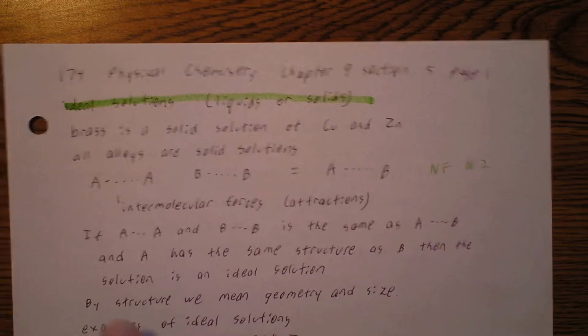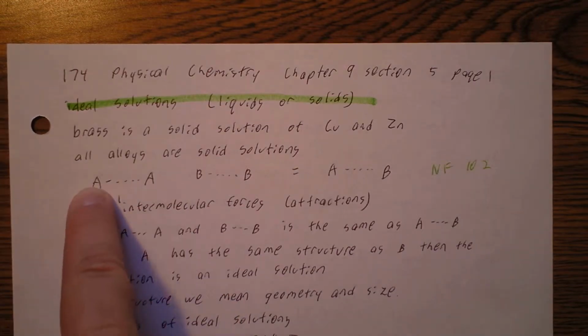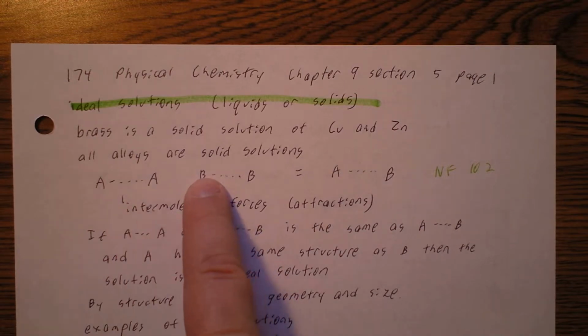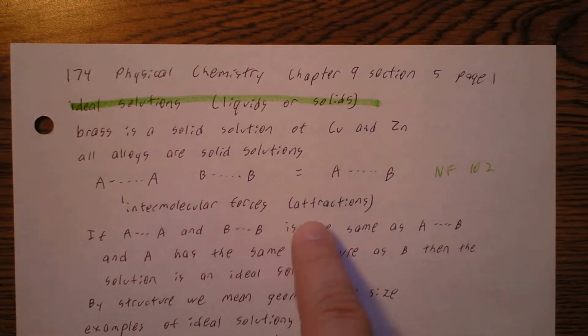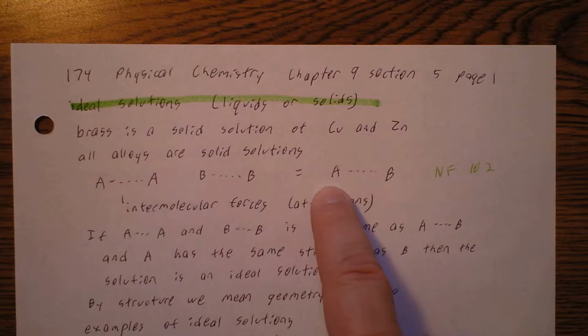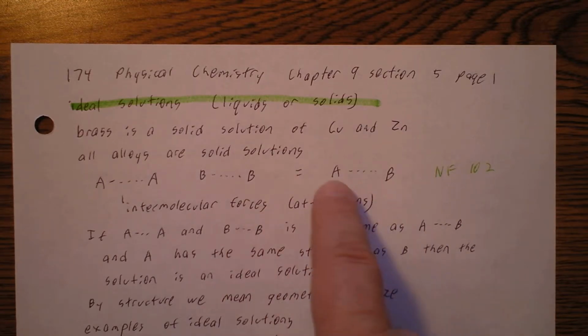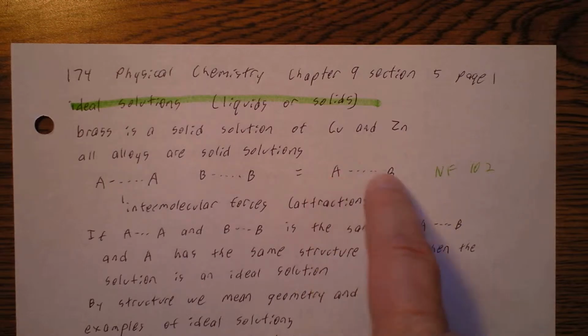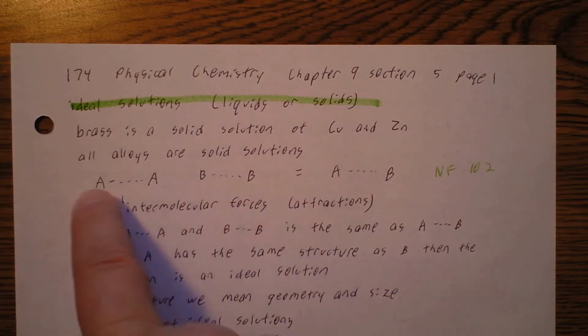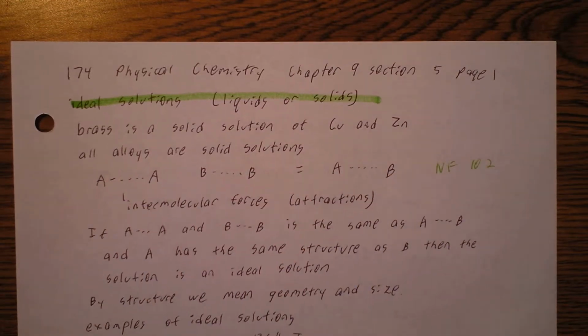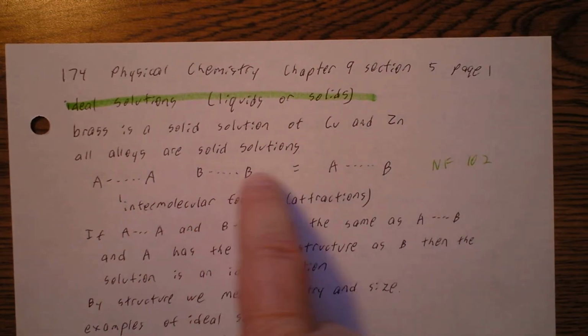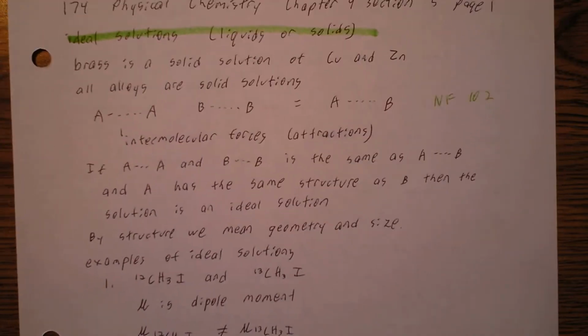For example, let's say we have material A and B. So there's an intermolecular force between A and A. There's also intermolecular force between B and B, and also between A and B. So if these are equal to each other, if the intermolecular attractions between A and B are the same as between B and A, then that's going to be an ideal solution. So this represents the intermolecular forces between those molecules.